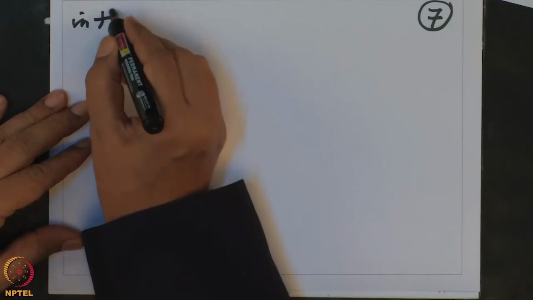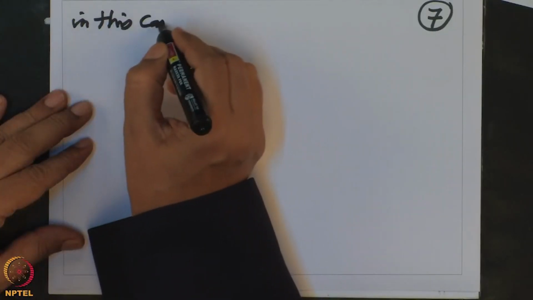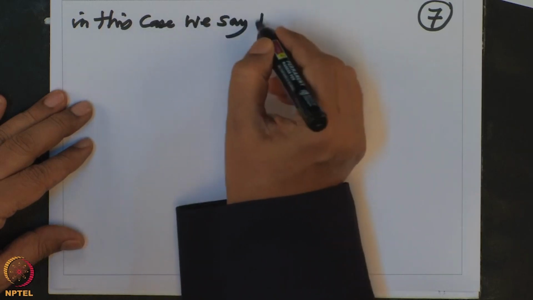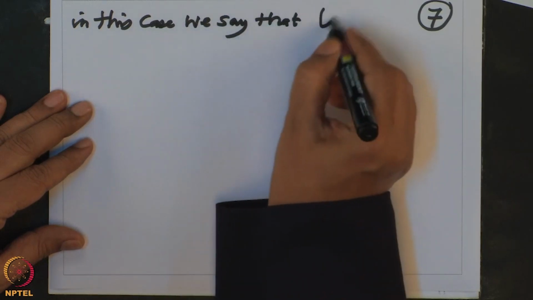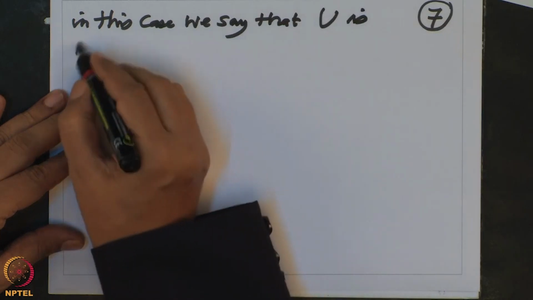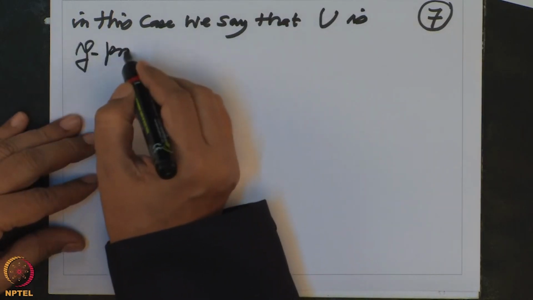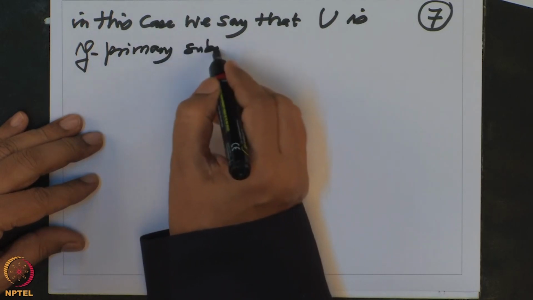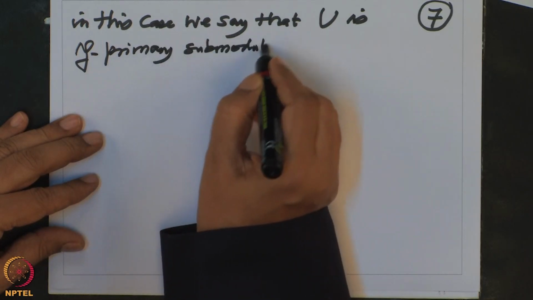And in this case we will also say that U is P-primary. That is more precisely, in this case, we say that U is a P-primary submodule of E.